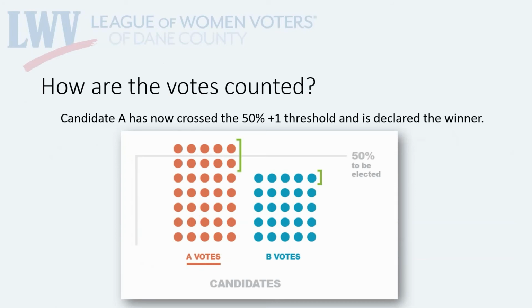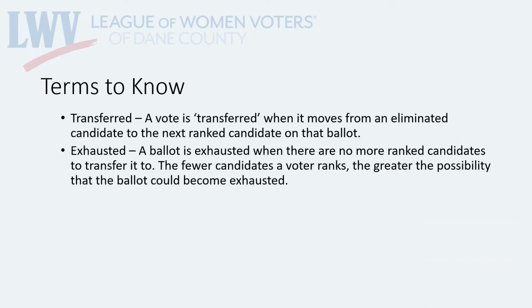This was a pretty simple example because there were only 3 candidates, so there could be at most 2 rounds of counting, and in the end, the initial plurality winner still won the election. Before going into a more complicated example, let's review a few terms. In ranked choice voting, we talk about transferring votes. A vote is transferred when it moves from an eliminated candidate to the next ranked candidate on that ballot.